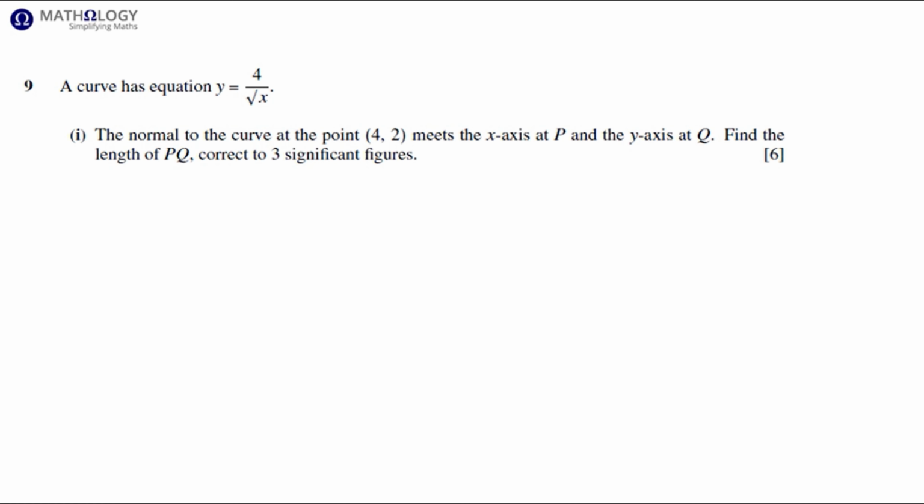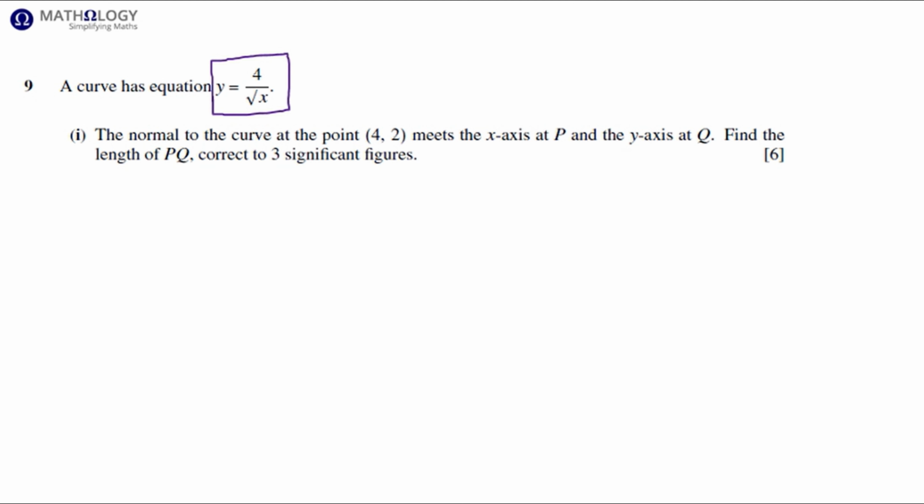The curve has equation y equals 4 over root x. The normal to the curve at the point (4, 2) meets the x-axis at P and the y-axis at Q. Find the length of PQ correct to 3 significant figures. Okay, first things first, we have a curve y equals 4 over root x. The normal to the curve.